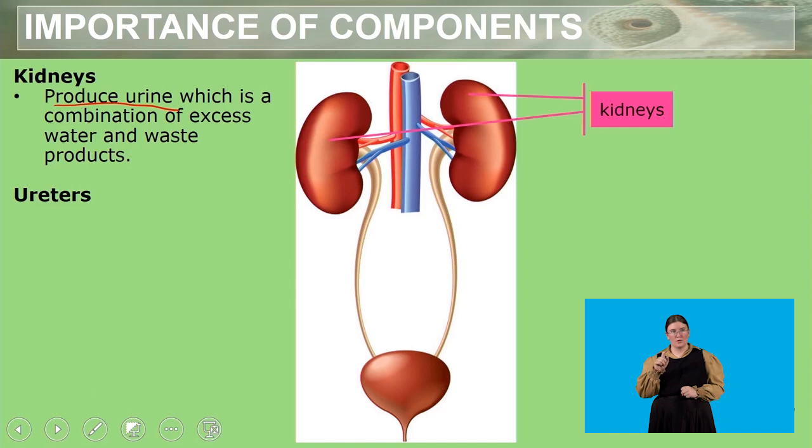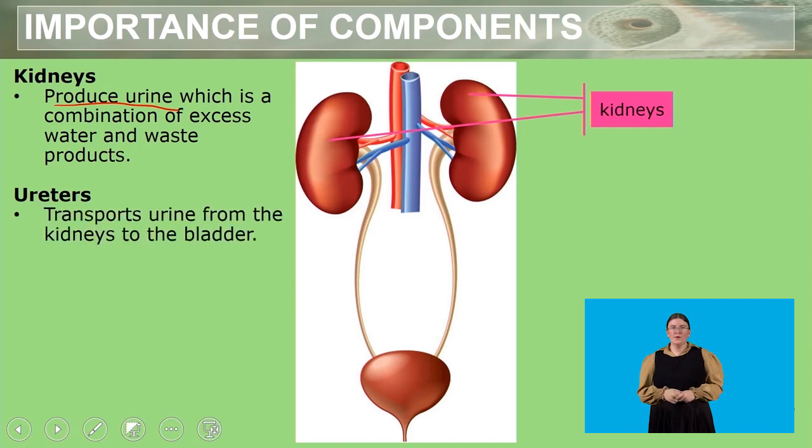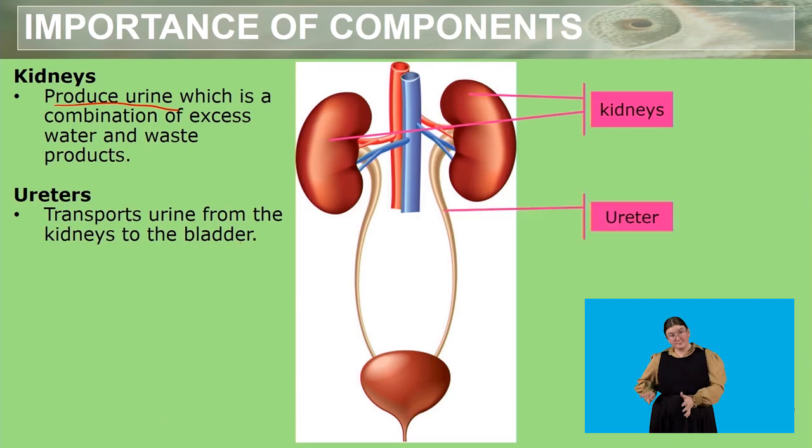We then have ureters. These transport urine from the kidneys to the bladder. As you can see, they are tube-like structures leading from the two kidneys on either side. Each kidney is connected to a ureter, and they all lead to the next organ, which is the bladder.